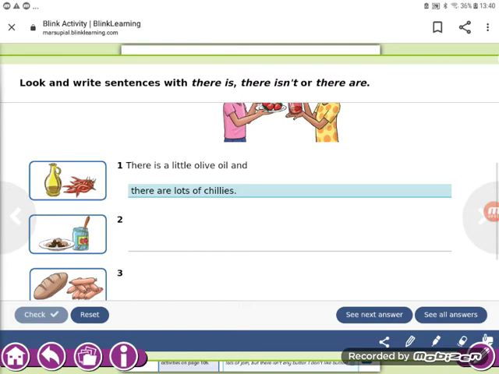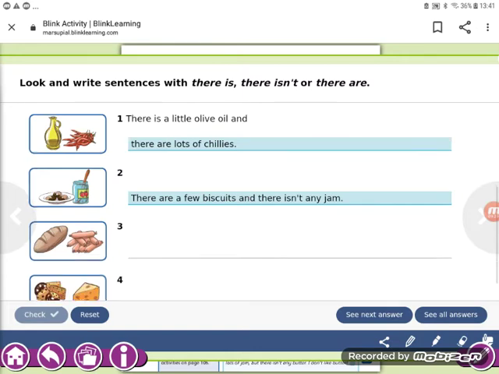There are some biscuits and there isn't any jam. Or there are a few biscuits and there isn't any jam. Yes? If you wrote some biscuits, it's good, okay? It's possible to say there are a few biscuits or there are some biscuits and there isn't any jam.